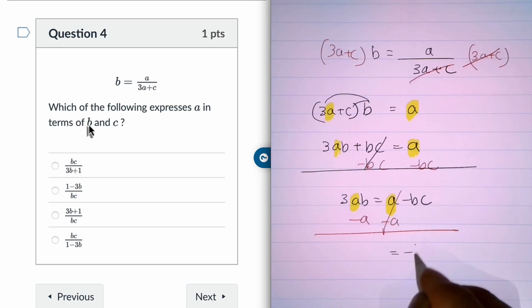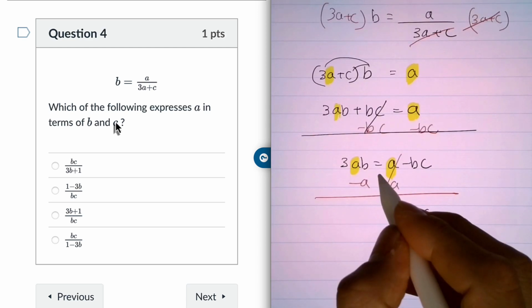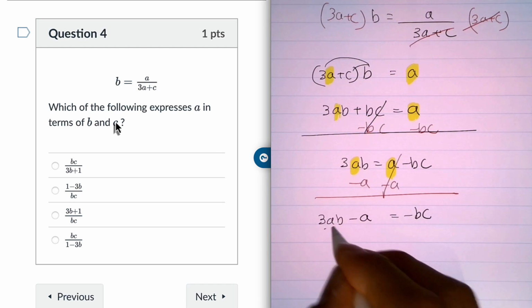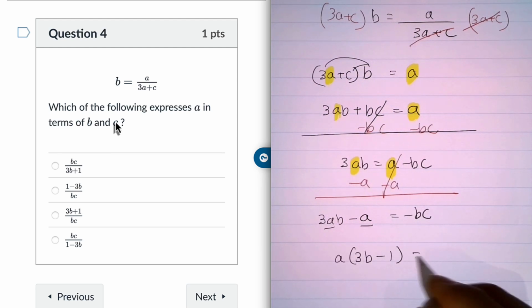You have negative bc on the right, and that's okay because we said we can have an answer in terms of b and c, so it's okay to have bc. Now what happens when we have 3ab minus a? We can factor out a this time because everything else is pushed out to the other side. Factor out a, and inside the parentheses multiplied with a remains 3b minus 1. Now if you're not sure, you can also distribute and make sure you have the right factoring.